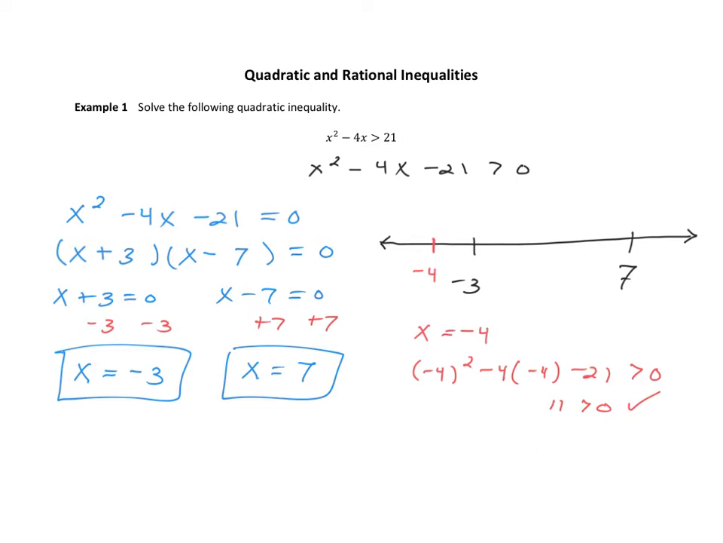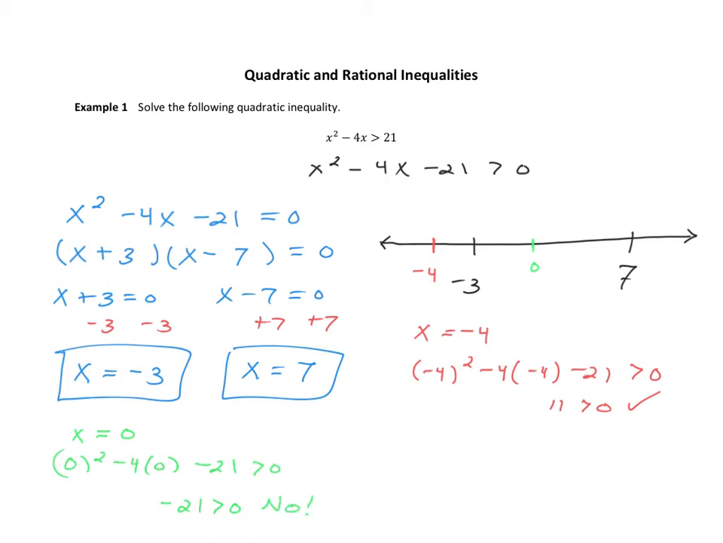Therefore, since this number made this a true statement, this whole region works. Everything that's less than negative 3. So that's part of my answer. Let's check these other 2 regions just to see what happens. Okay, so now I think I'm going to try, how about 0? I'll check that. If I put x equals 0 into this inequality, will it make it true? So let's see, is 0 squared minus 4 times 0 minus 21 greater than 0? And the answer is no, because on the left you have negative 21, which is definitely not greater than 0.